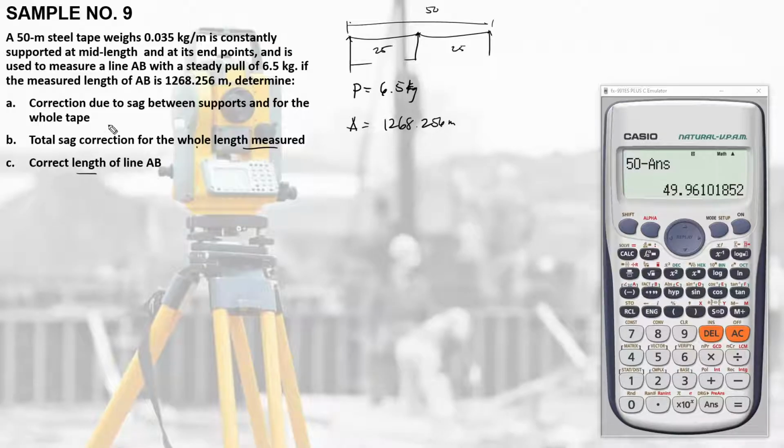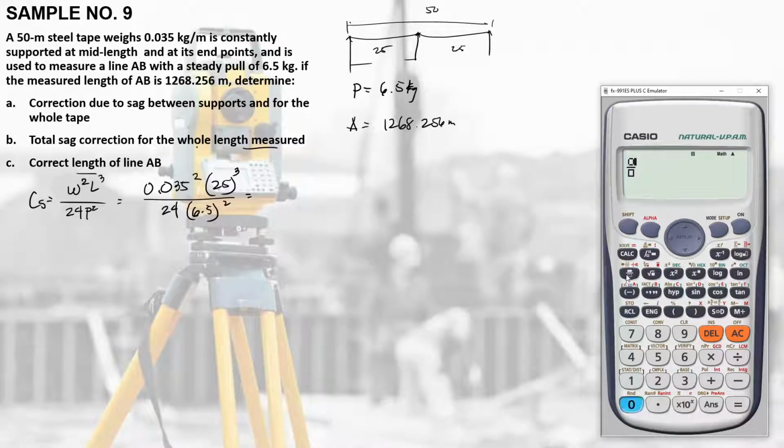So alamin naman natin, so ang binigay is yung linear weight. So yung CS natin is omega Q squared lang siya, L cube over 24 P squared. Substituting our values, 0.35 squared, length of 50 meters, or in this case 25 lang pala kasi 25 lang yung i-consider natin. So cube, kasi nga may support siya dun sa gitna, midpoint, mid-length, 24, P is 6.5 kilograms so squared. So this value equation should give us 0.35 squared times 25 cube over 24 times 6.5 squared.